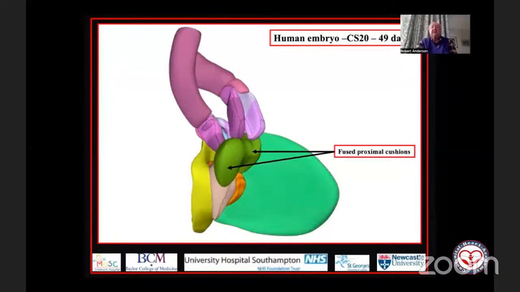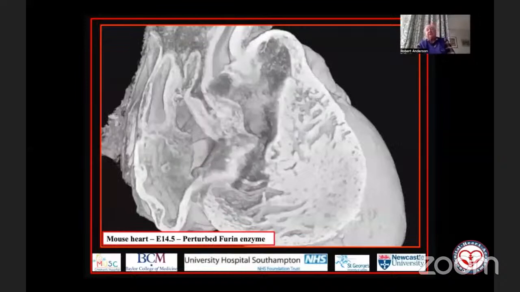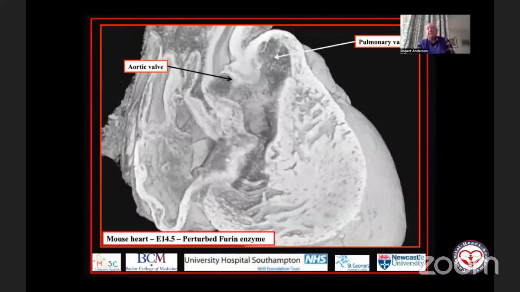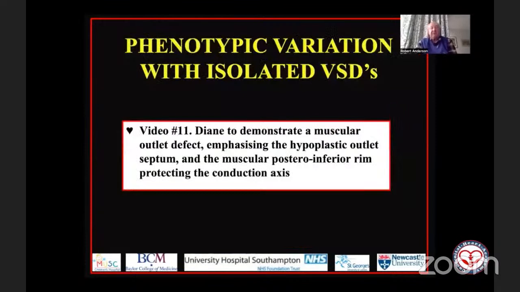Well, we can see the results of that process in another of our mice in which we perturbed the furin enzyme. So here again, you're looking at the right side of the septum. I hope you can recognize there the aortic valve guarding the aortic root. There, the underside of the pulmonary valve guarding the pulmonary root. But in this mouse heart, because of perturbation of the furin enzyme, the outflow cushions are remarkably hypoplastic and they have not muscularized. And that leaves us this outlet defect, which is doubly committed and juxta-arterial.